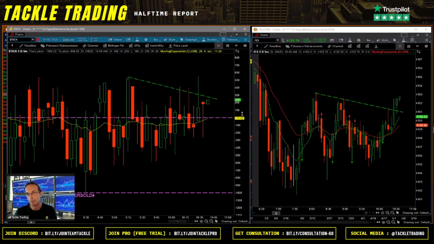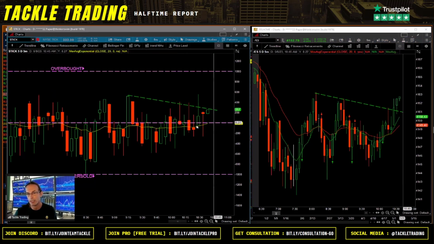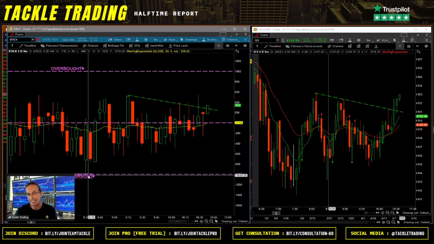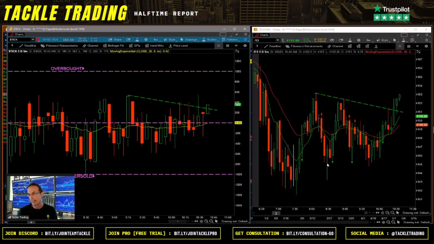Finally, here's the gem. Now that you know what the tick is, over 1,000 is overbought. It usually retraces. Below negative 1,000 is oversold. And you can see here, as I put my cursor over here on oversold, you can see that was the bottom and it rallied up.